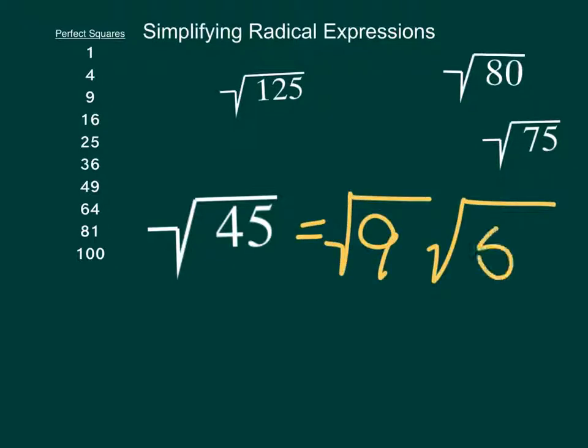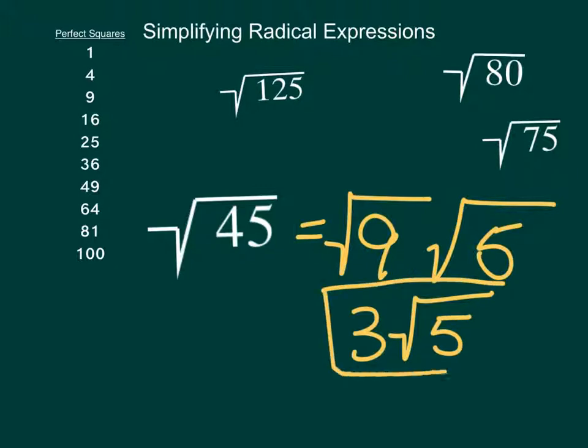9 times 5. Notice how I'm writing the perfect square number first. That's because the square root of 9 is the whole number 3. So I could rewrite this as 3 times the square root of 5, or 3 root 5.